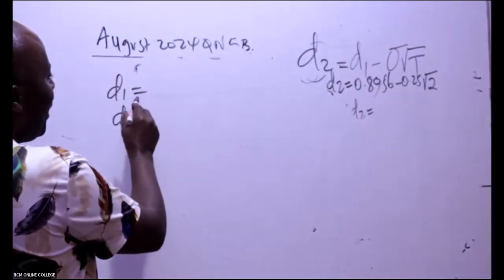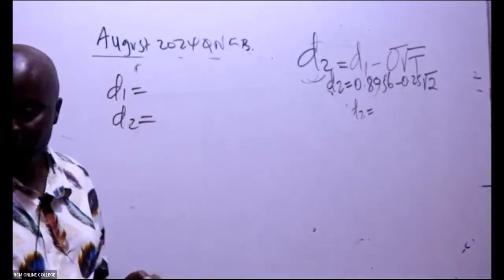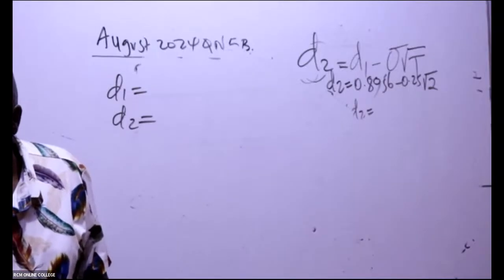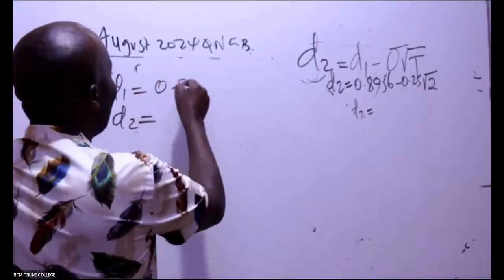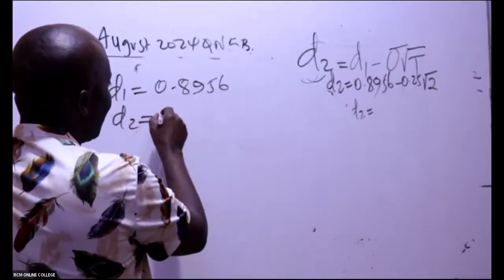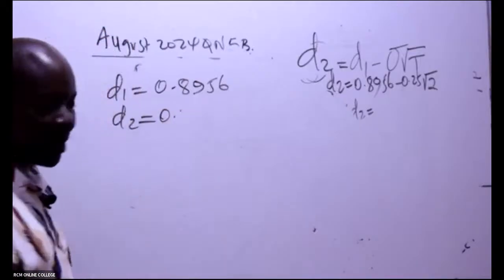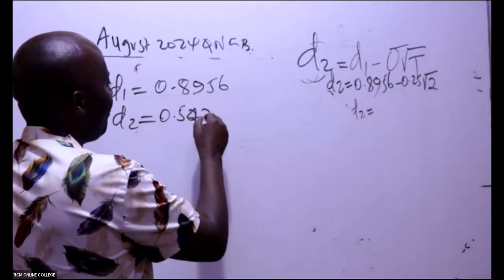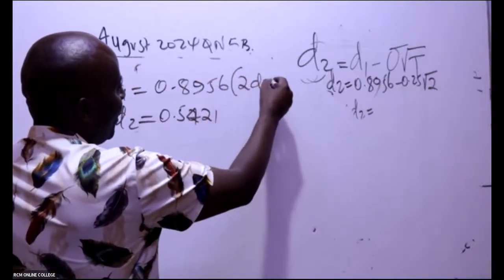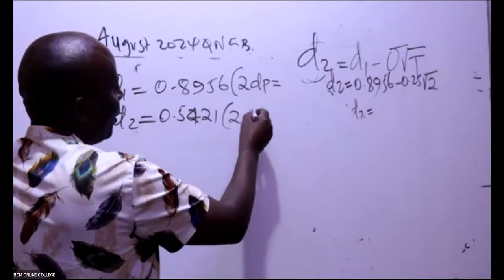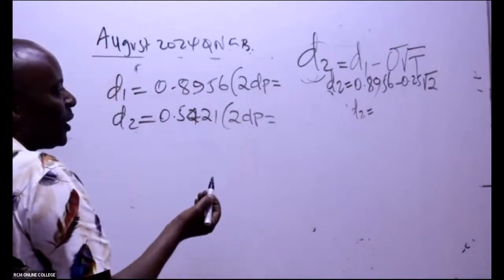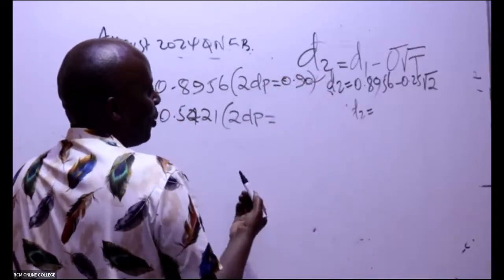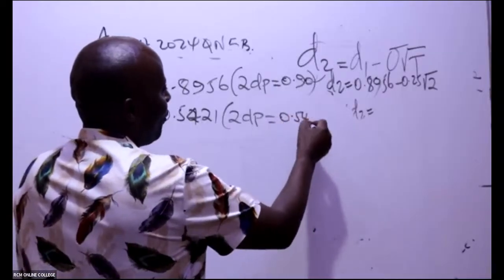So then we have our D1 figure and we have our D2 figure. Please remind Mwalimu, what is our D1 figure? Next is normalization. So the D1 figure is 0.8956, and D2 is 0.5421. Now change these to 2 decimal places for us to be able to read from our tables. So 2 decimal places, D1 will be 0.90, and D2 will be 0.54.